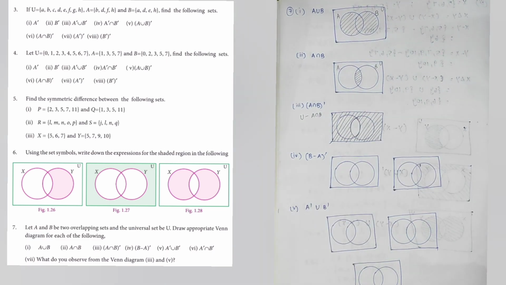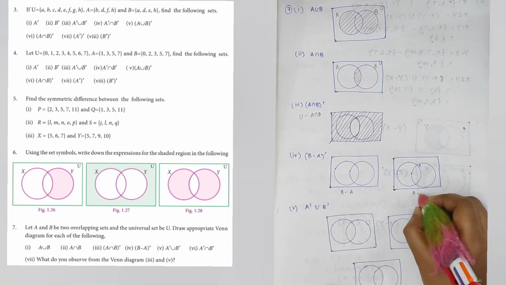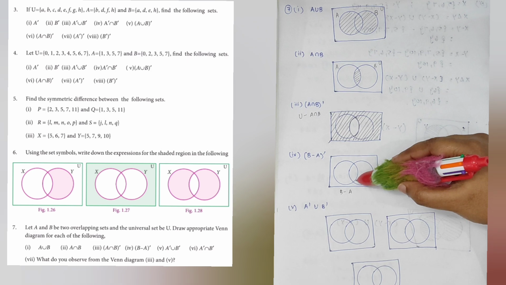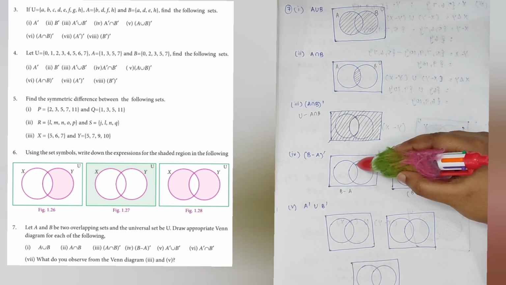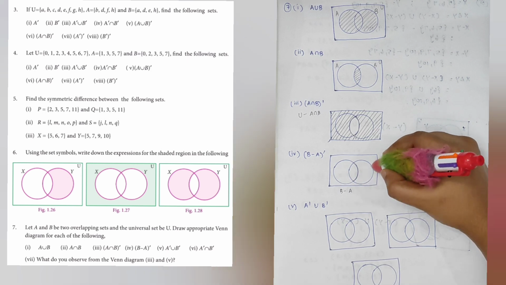Next, B minus A the whole complement. First, let's do it for B minus A. Then we can do it for B minus A the whole complement. So B minus A, that is you're going to shade the B circle, that is only the part of the B circle except this intersection part. Only this part you're going to shade for B minus A.